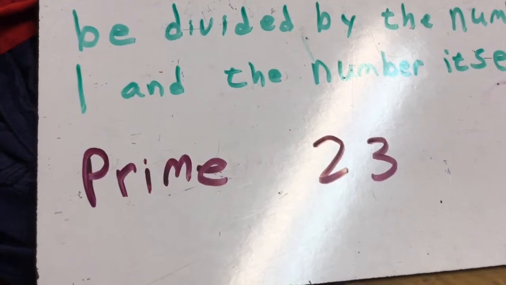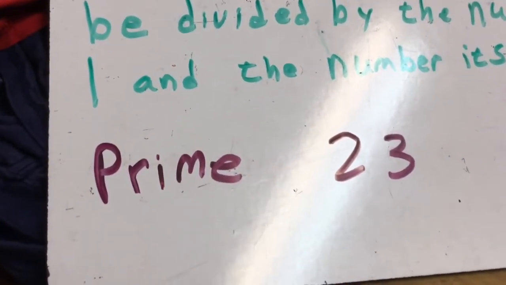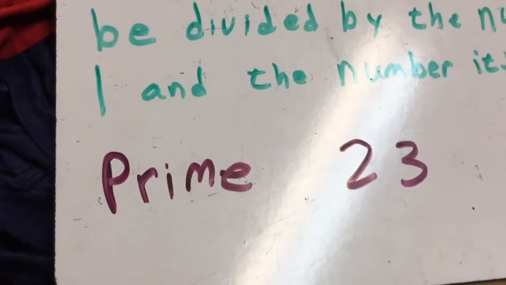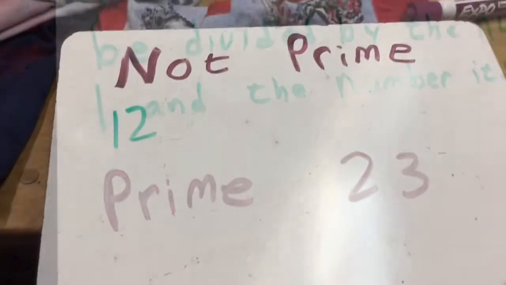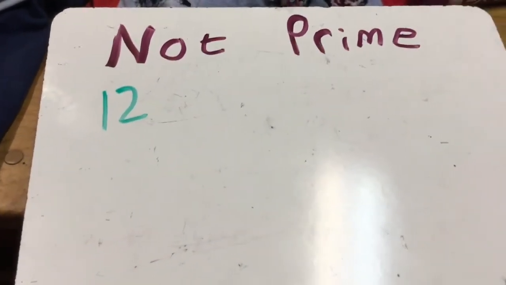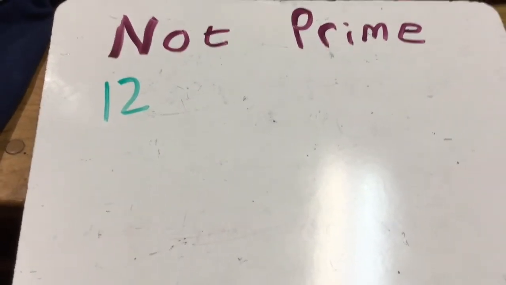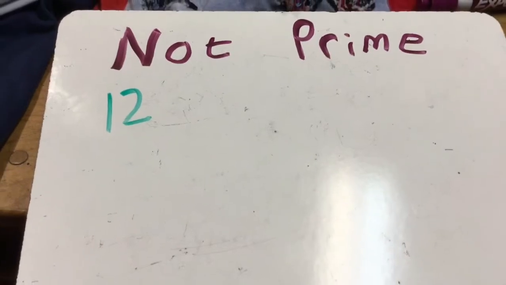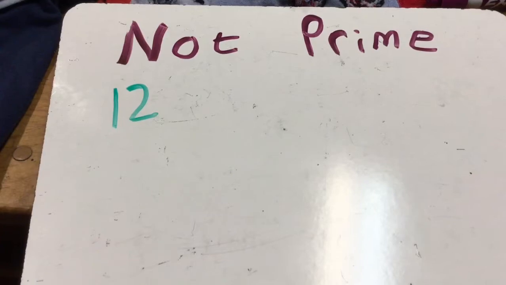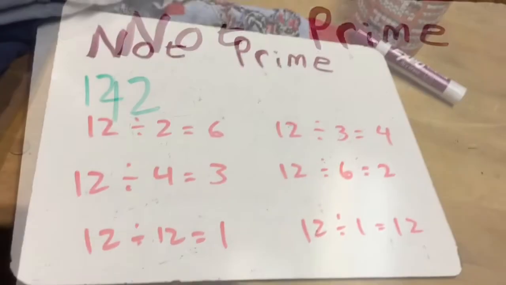Next, let's look at some non-prime numbers, not prime numbers. These will not be prime numbers. They're non-prime numbers. You get the idea. There are a lot of numbers that are not prime. 12 is not a prime number. Why? Because I can divide 12 evenly by other numbers besides the number itself, which would be 12, and the number 1. Let's see what I mean.